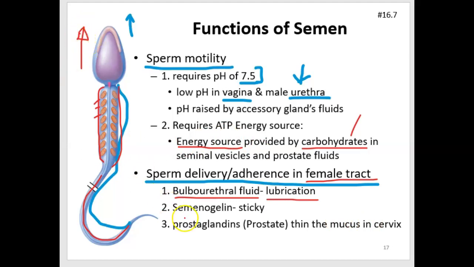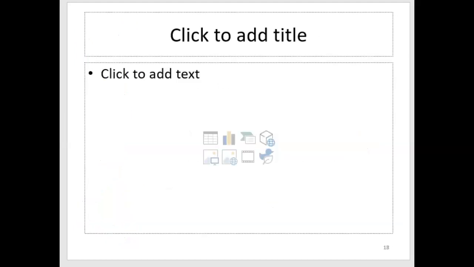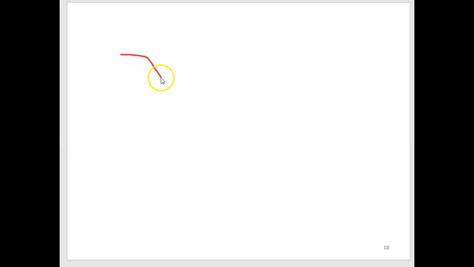Now, initially, when the sperm are released into the vagina, it's helpful to have the sperm stuck to the wall of the vagina just a bit, not for long term, but just so that the sperm don't come out when the penis withdraws. So there is another compound that's in the semen called semenogelin, and that's a little bit sticky. So the sperm tend to adhere to the female reproductive tract, but then as soon as that breaks down, the bulbourethral fluid allows lubrication. Now, in addition, this sperm is going to have to move through the female human reproductive tract. I'm going to draw that right now.